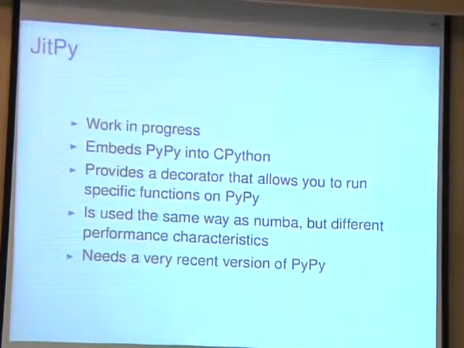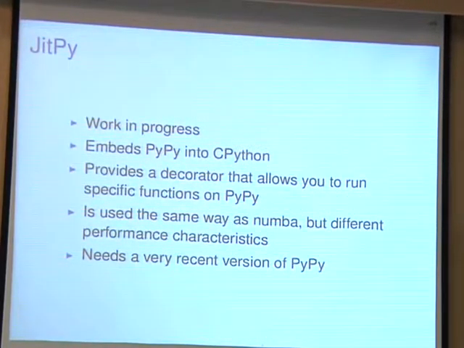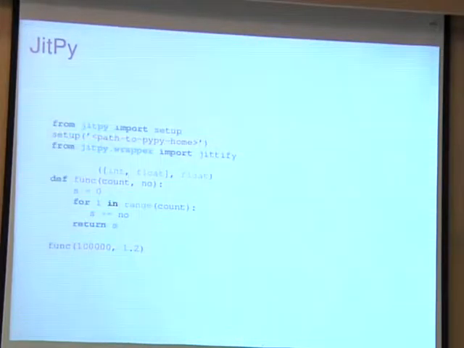We have also worked on something called JitPy, which is doing the same thing, but the other way around. So you have PyPy inside CPython. It works kind of the same way as Numba. You have a decorator that you can use to say, run this function inside PyPy. You need a very recent version of PyPy because we enabled a new feature that allows you to do that. You just declare a function as jitify, and you declare types, and then this function will run on PyPy.